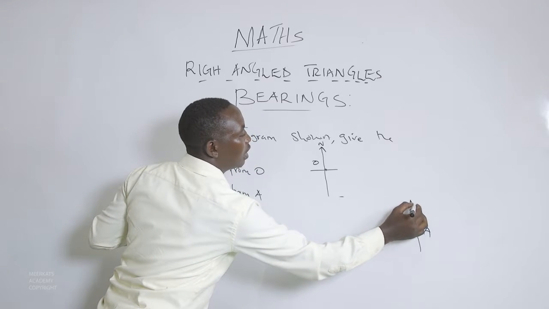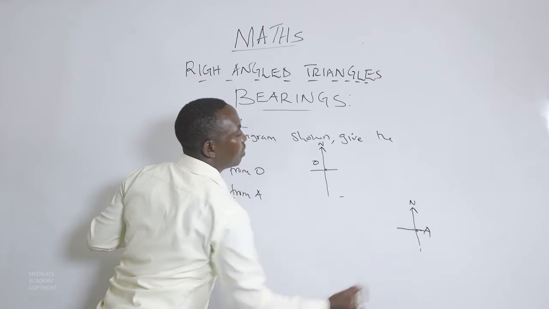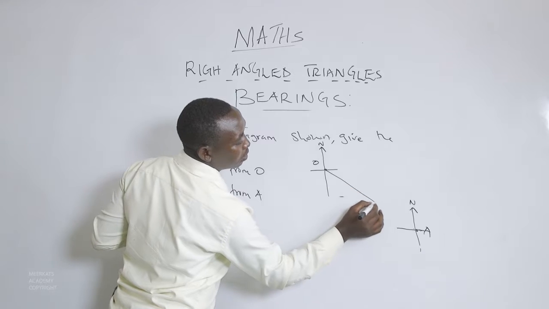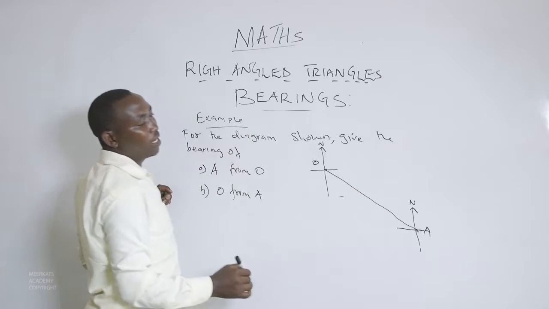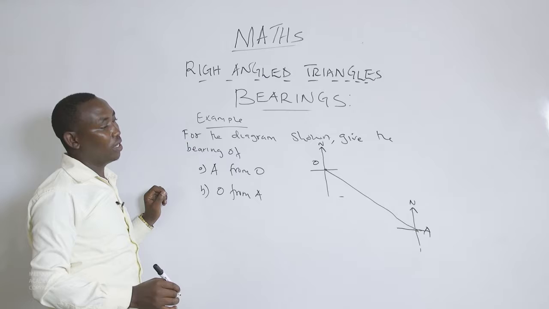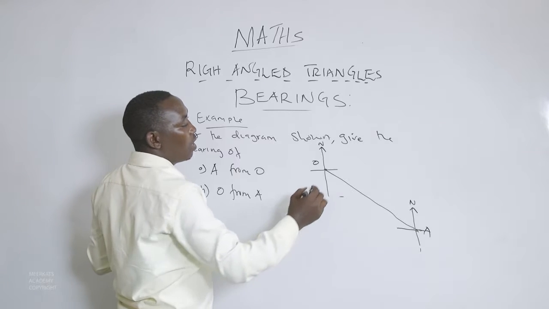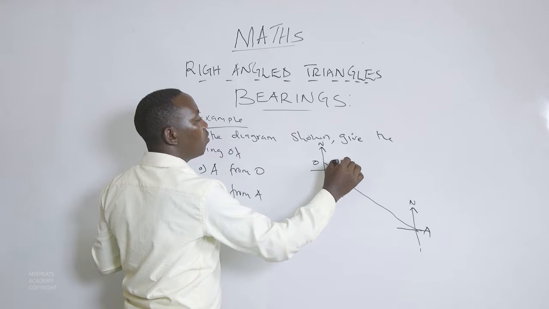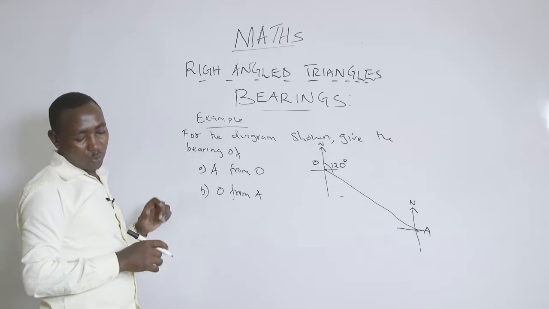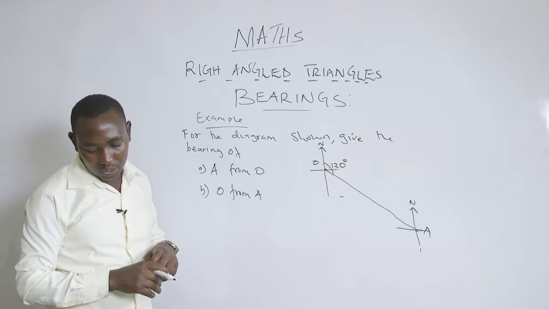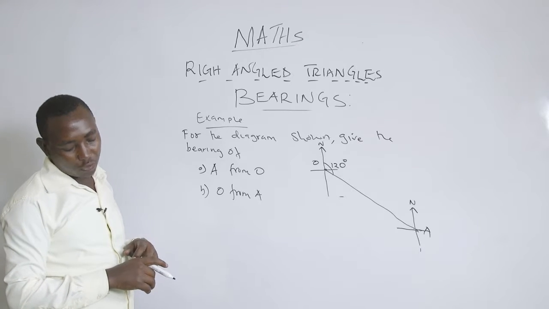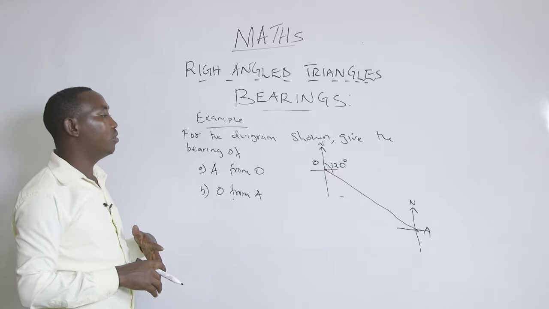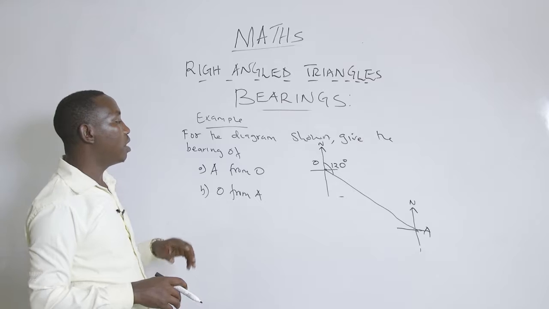This one is the northern side, and this will be the line joining the two places on the plane figure. We have been given that this particular angle is 120 degrees. From there, we are now supposed to get the bearing of A from O.